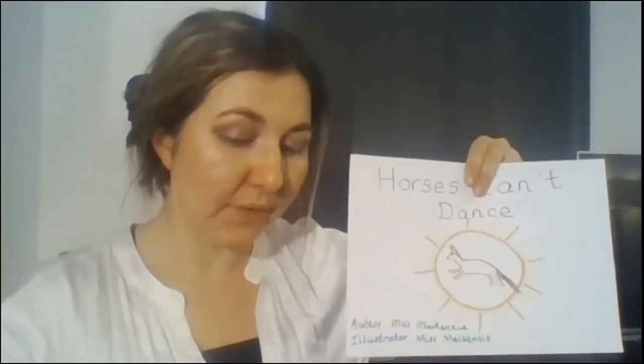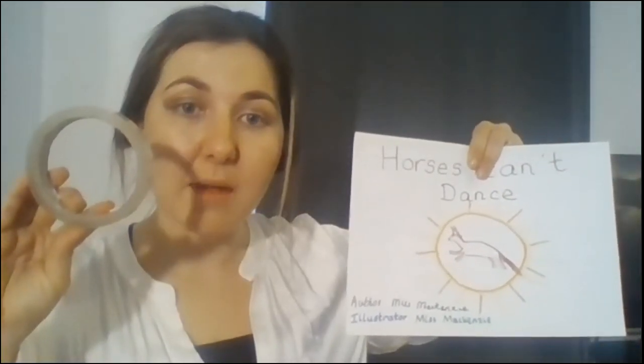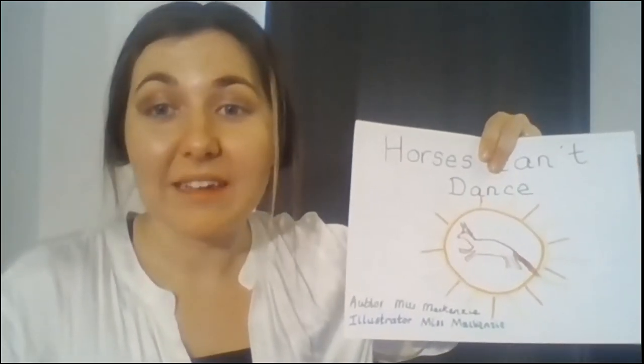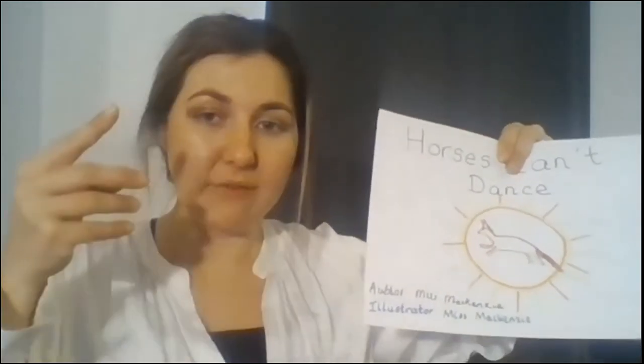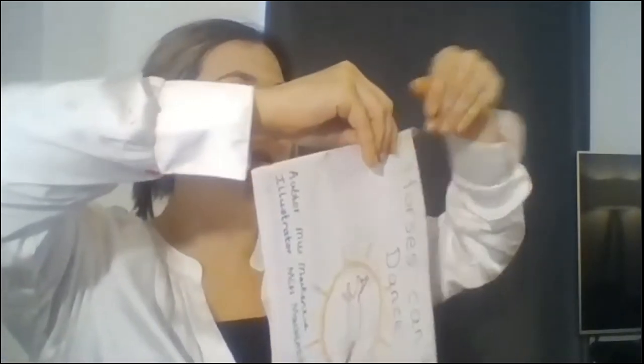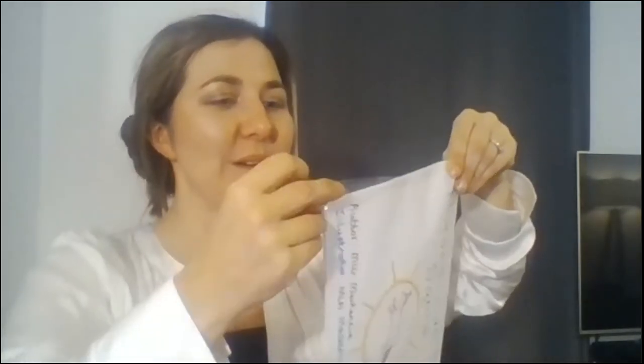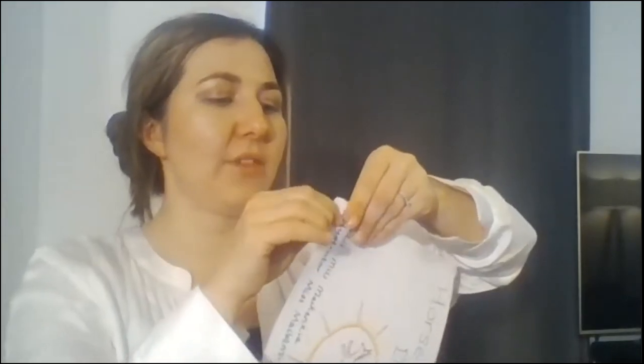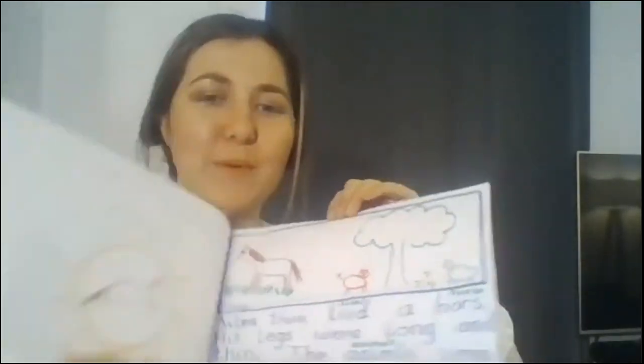Now, at my house, I'm going to use some tape to attach my pieces of paper together. You might have a stapler, you might have split pins, you might have treasury tags. I've got my tape here. I'm going to attach my tape to the side of my paper, and then it will look just like a real book, because all of the pages will be stuck together correctly. And there we have it. There is my finished book.